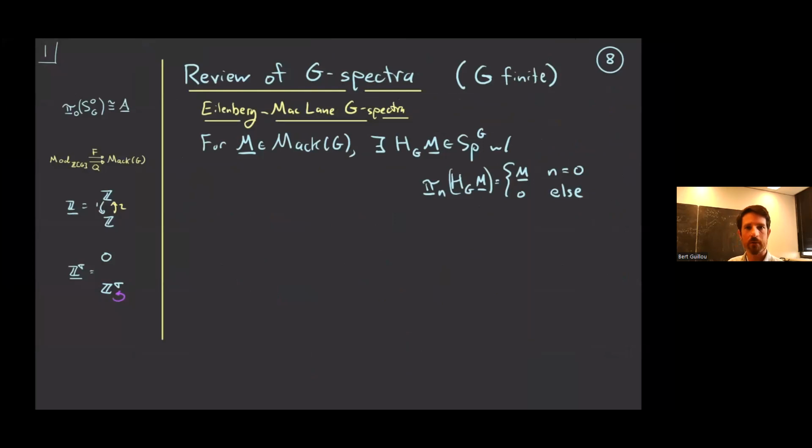All right, so we're almost done with our review of G spectra. The other thing to note is that when I have a G Mackey functor, then just like in the non-equivariant world, if I have an abelian group, I can produce an Eilenberg-MacLane spectrum. That also holds true in the equivariant world. So if I start with a Mackey functor, then there's a corresponding Eilenberg-MacLane spectrum. And it doesn't have any homotopy Mackey functors except for degree 0, where it is whatever Mackey functor we started with.